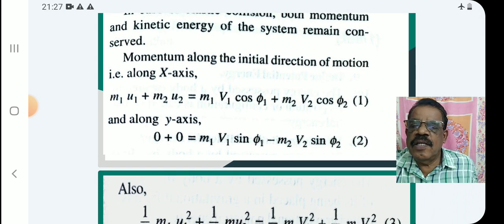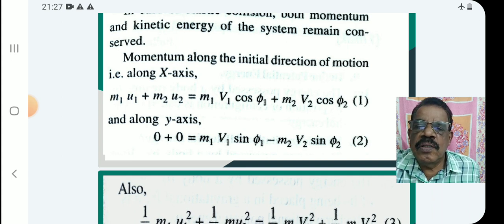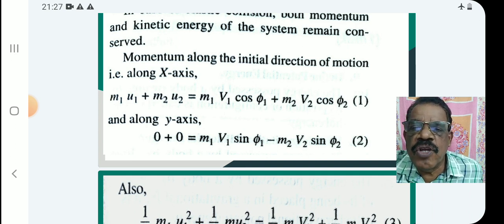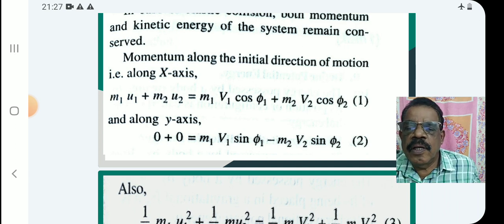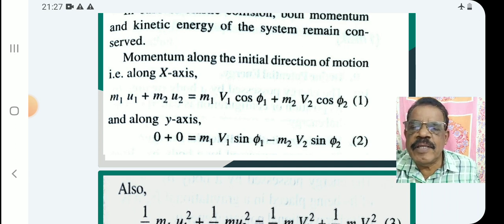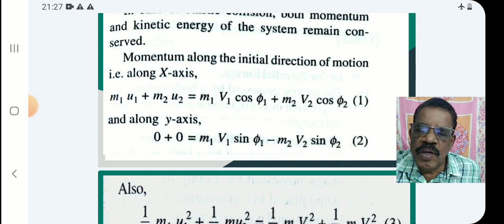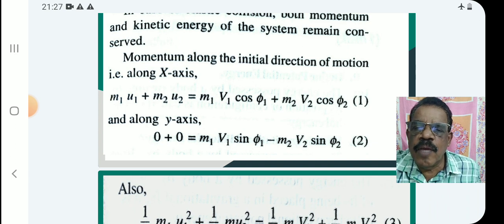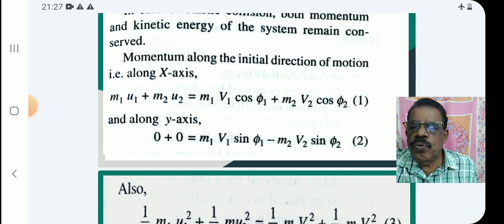Along y-axis, there is no momentum. When the particles are coming, initially there is no momentum in y direction, so 0 is equal to m1 v1 sin phi 1 minus m2 v2 sin phi 2. Here the second term is taken as minus, because if upward momentum we take as positive, downward momentum will be negative. That is why we put a minus sign in equation number 2.